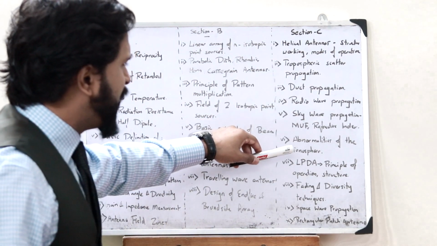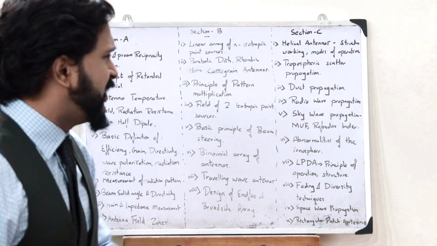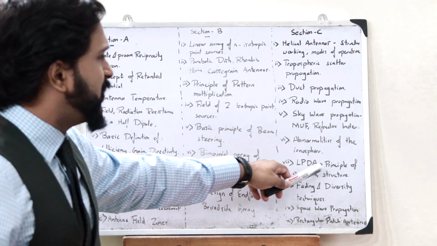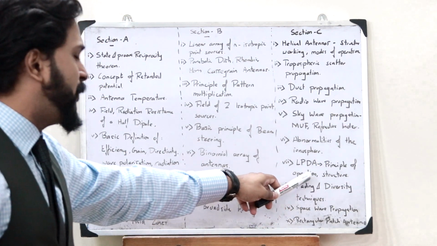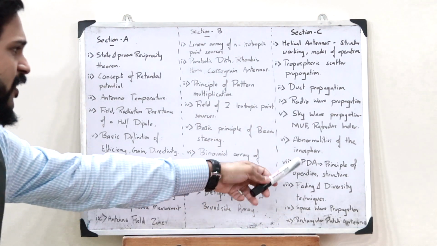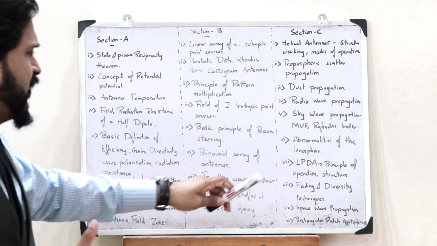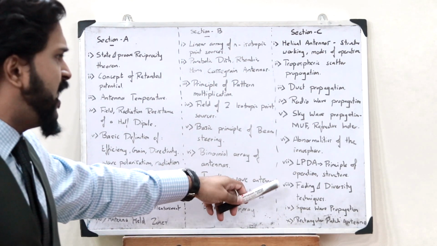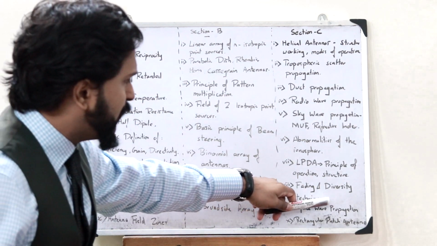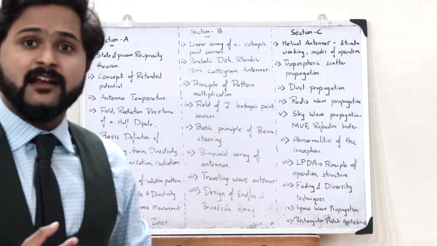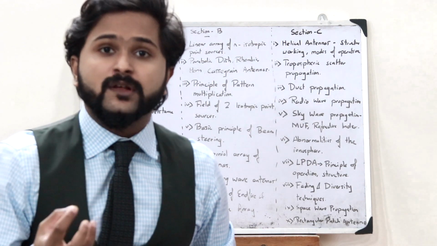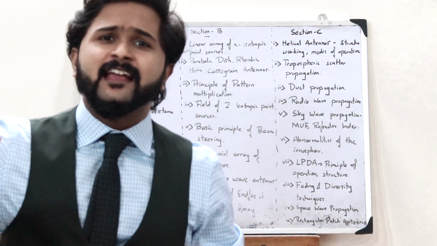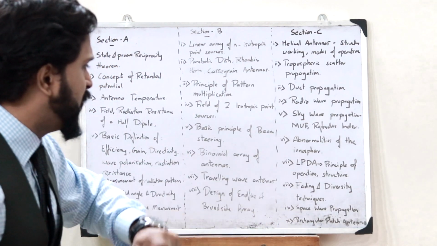Then you have to have a brief understanding of the different abnormalities of the ionosphere. Then you have to go through the log periodic dipole array, its basic principle of operation and its structure. Then the different fading and diversity techniques that are used in communication. And then you have to have a brief idea of space wave propagation and the derivation of the LOS distance or the range in the case of space wave propagation. I've clearly explained that in the video lecture series of space wave propagation.